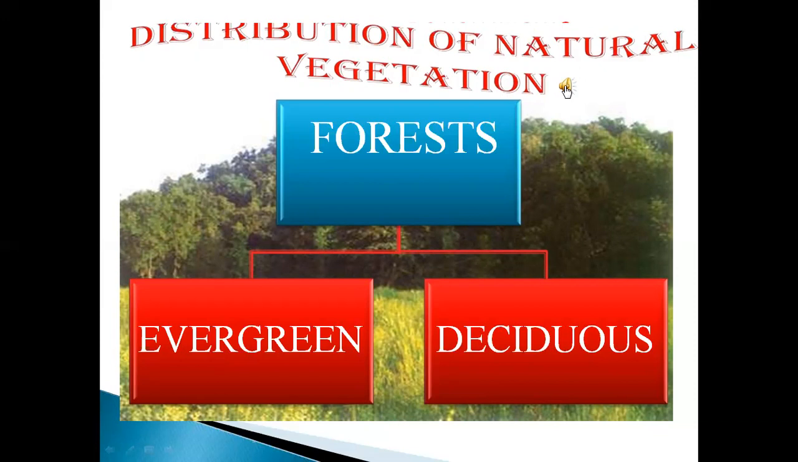Evergreen forests do not shed their leaves simultaneously in any season of the year. Deciduous forests shed their leaves in a particular season to conserve loss of moisture through transpiration. These forests are further classified as tropical or temperate based on their location in the different latitudes.